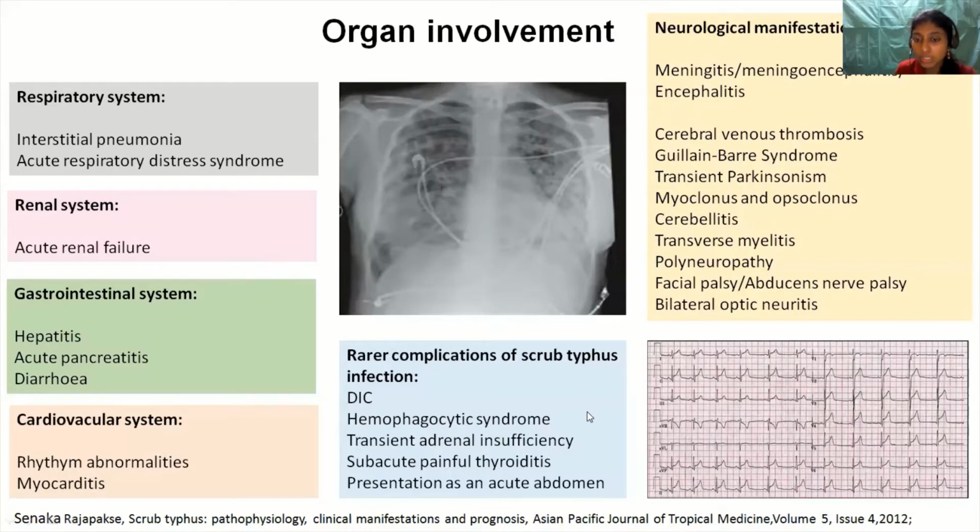Some of the rarer complications of scrub typhus infection include disseminated intravascular coagulopathy. Some patients have presented with a hemophagocytic syndrome. Some of the rarer reports are a transient adrenal insufficiency and a subacute painful thyroiditis.